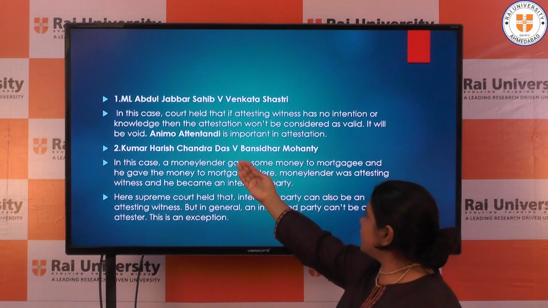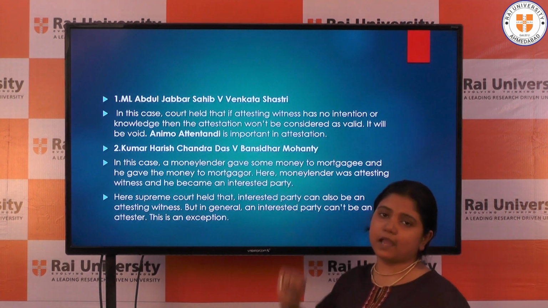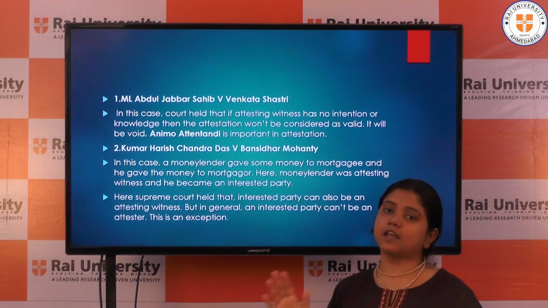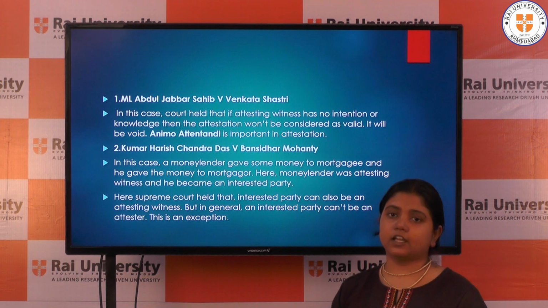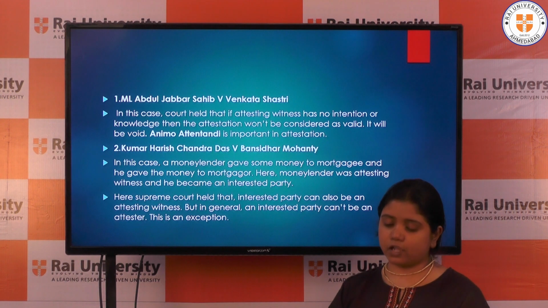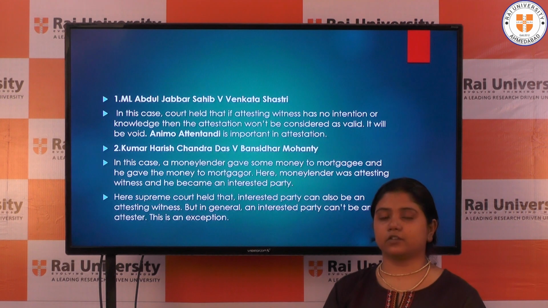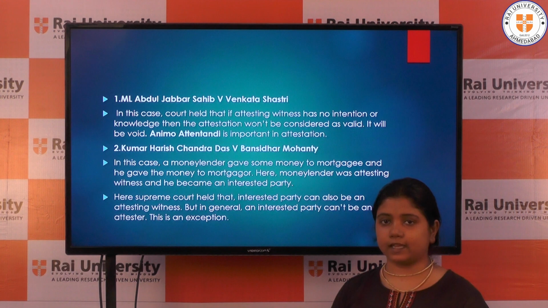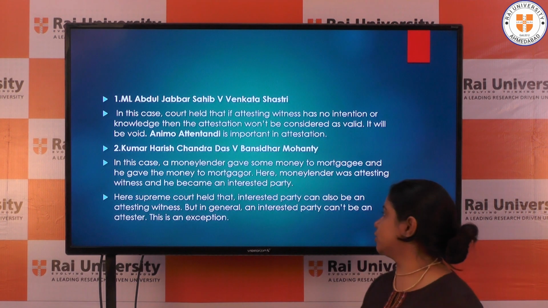So the term animo attestandi, this maxim basically means consensus ad idem. You can say the intention should be the same. The one who wants the document to be attested and the one who is signing the attestation should have the same intention in signing the document particularly.